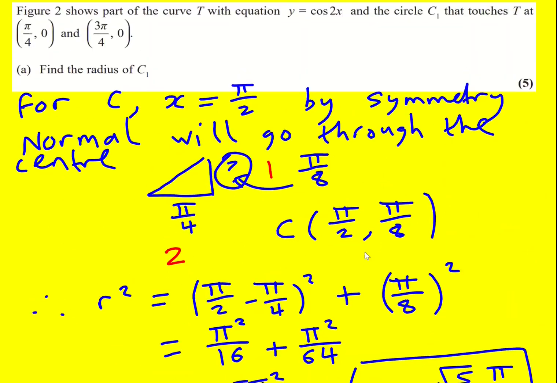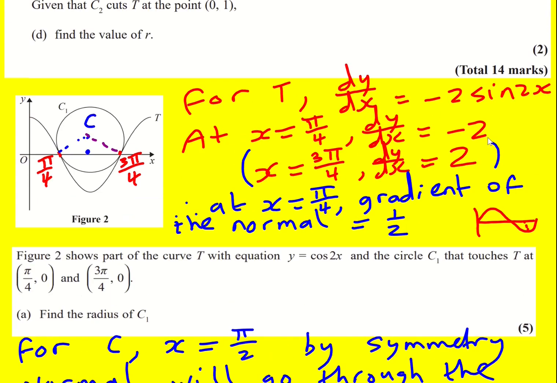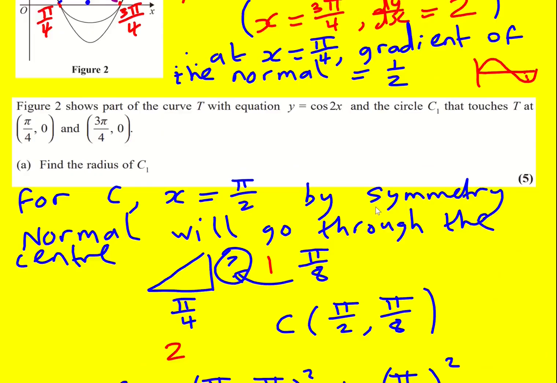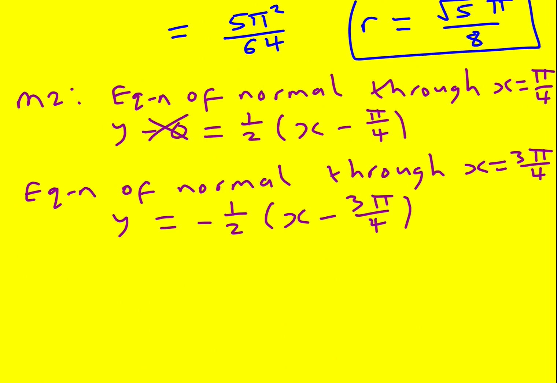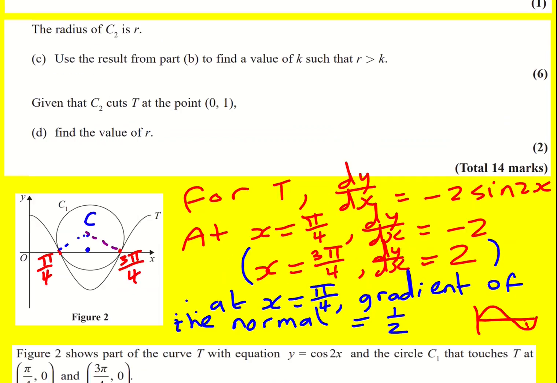I haven't actually talked about that, but because the gradient here was 2, then the gradient of the normal is going to be minus a half. So I'm not going to write that down. And then it'll be x minus 3 pi over 4. So these will intersect at the center. This is basically a circle theorem. If you have a tangent, then when you have the normal to it, it will go through the center.